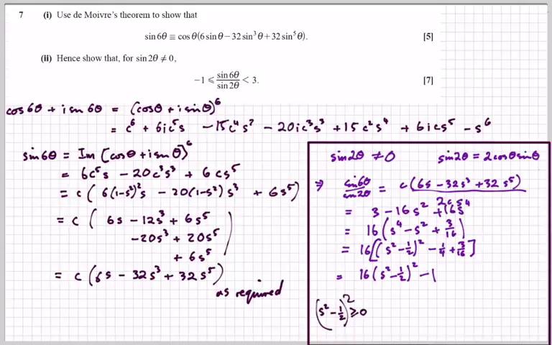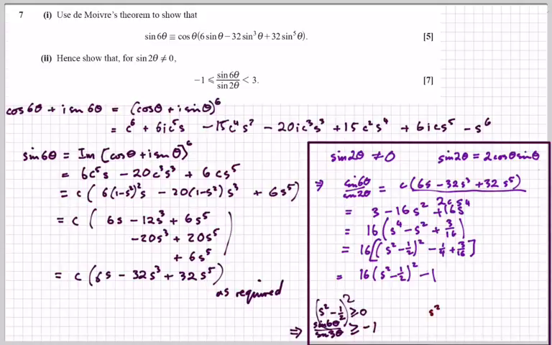If this is bigger than or equal to 0, then the smallest value our expression, sine 6 theta over sine 2 theta, can take is going to be negative 1, because sine squared minus a half, all squared, can't be smaller than 0.